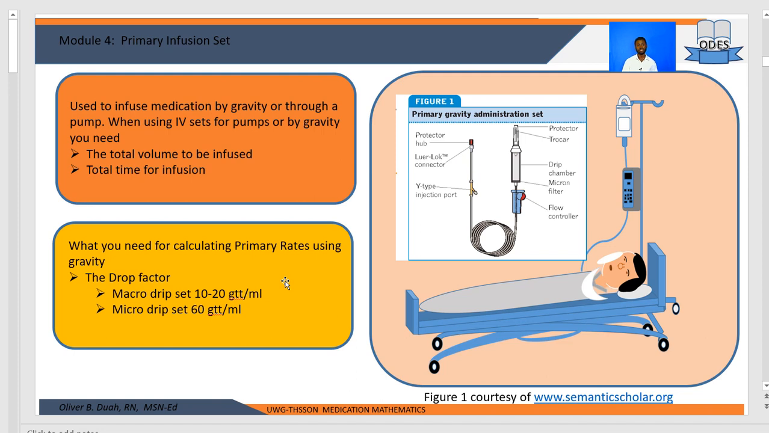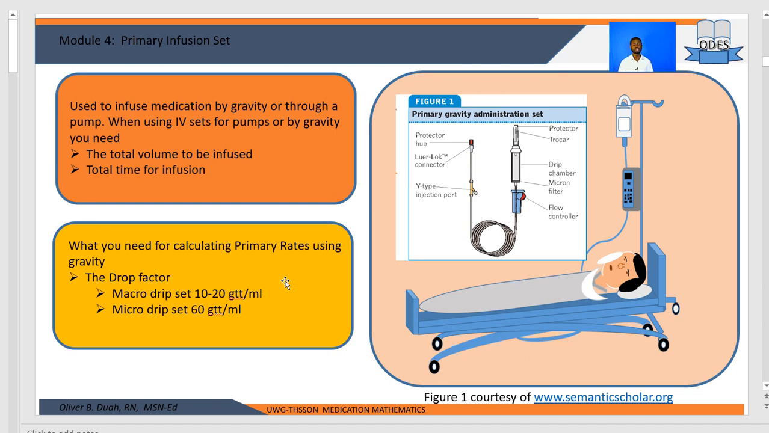So let's talk about infusion sets. There are two main types of infusion sets. We have a primary infusion set and a secondary infusion set. The primary infusion set is used to infuse medication by either gravity or through a pump. When you are using IV sets for pumps or by gravity, you need two things to be able to calculate your flow rate. You need the total volume to be infused and then the total time for the infusion.